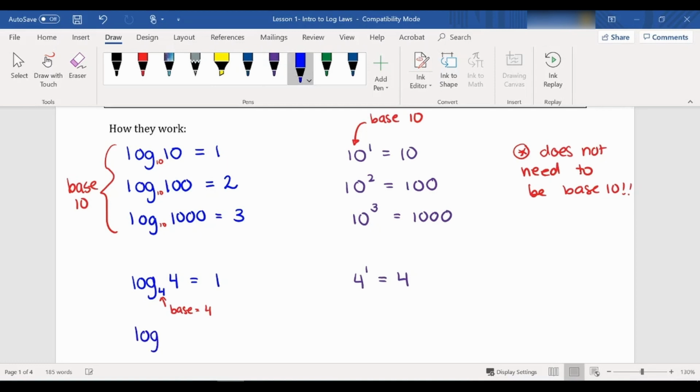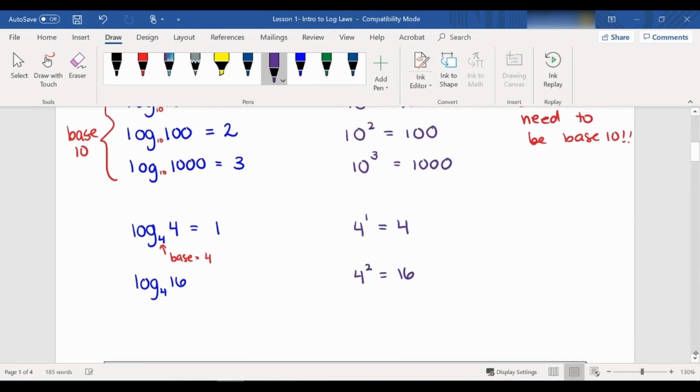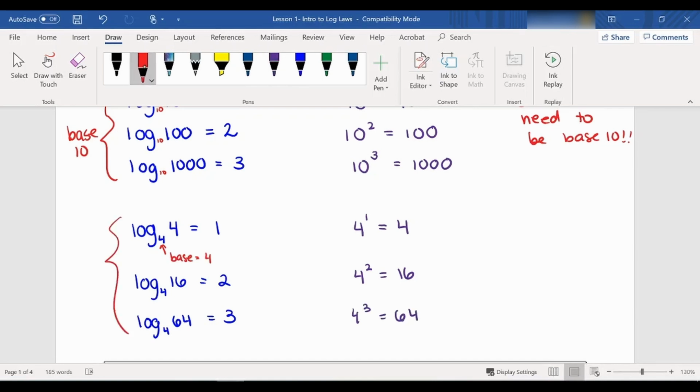If I had log base 4 of 16, I would be asking 4 to what power gives me 16? Well, 4 to the power of 2 gives me 16. So this is equal to 2. And again, I can keep going. Log base 4 of 64 would be 3 because 4 cubed is 64. So these ones here all have a base of 4.